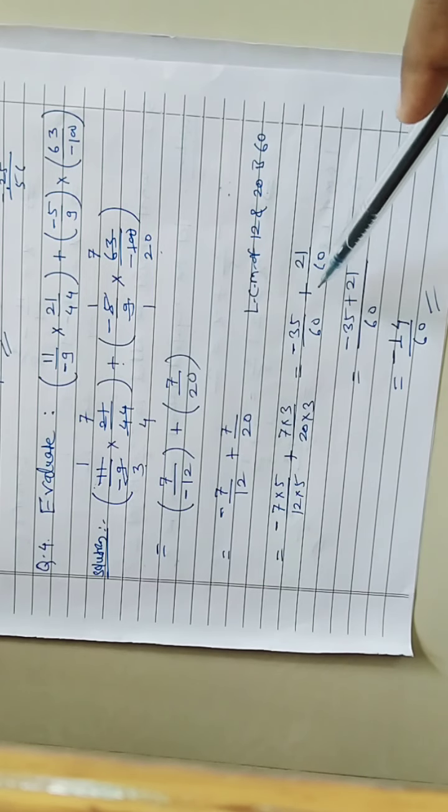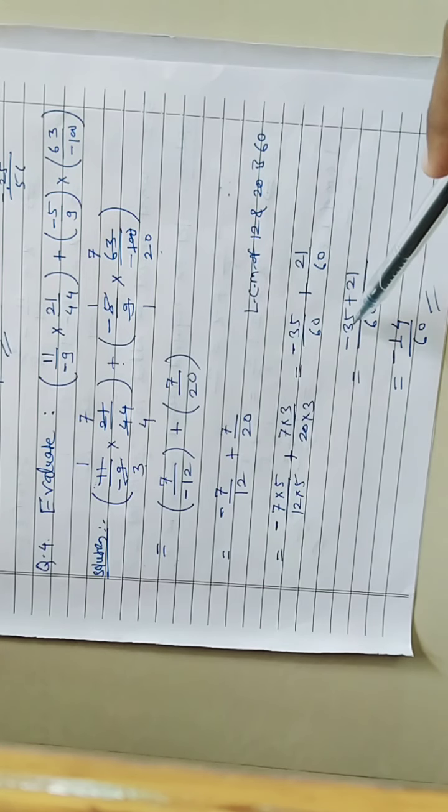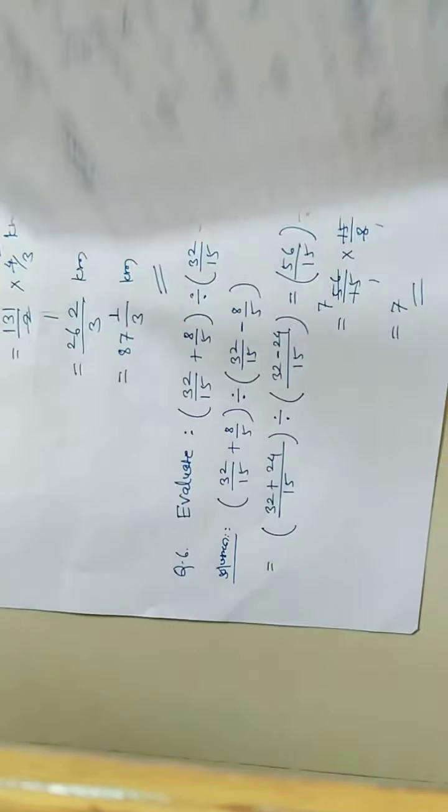So minus 35 plus 21, which is equal to minus 14 divided by 60. So this is the required answer. Now we'll see the next example.